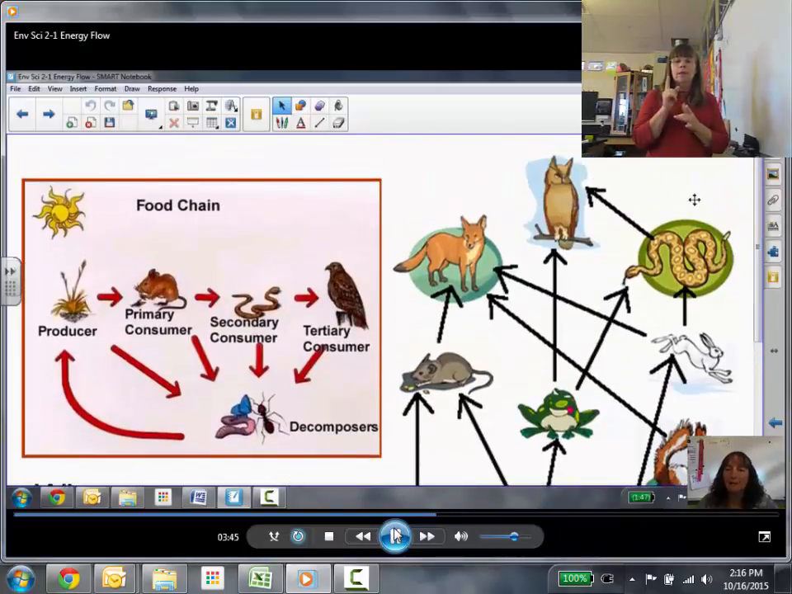And then the farther up you get, the more messy it gets. The fox is eating the mouse, and it's also eating the squirrel, and it's also eating the rabbit, and the owl eats the frog, and the snake eats the frog, and the owl eats the snake. So a food web is a little more realistic in an actual ecosystem.